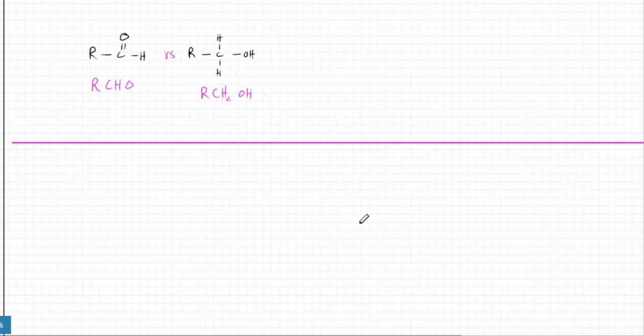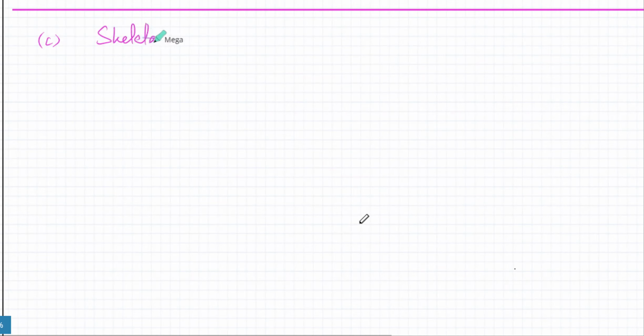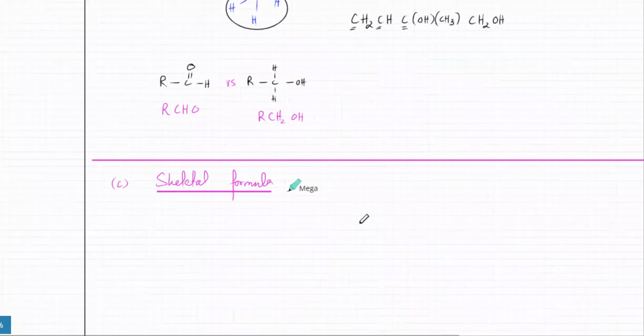All right. So now the next one, the third one, option C. That's a new one. That's known as the skeletal formula. So remember, condensed was when you're running out of space, you just condense it.